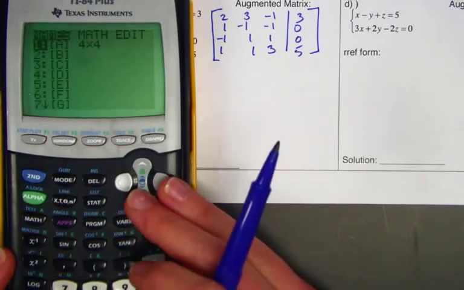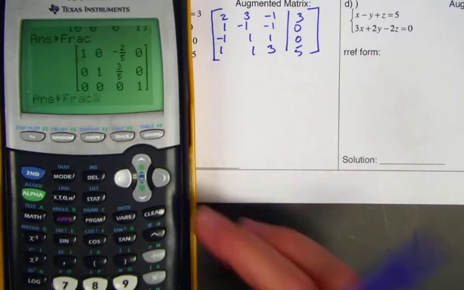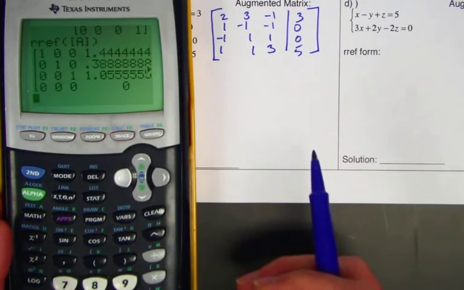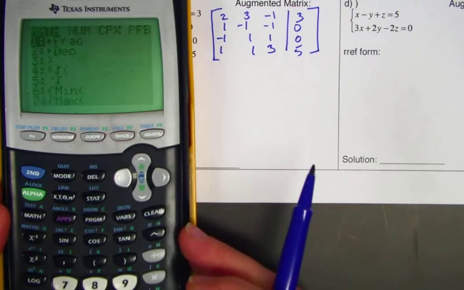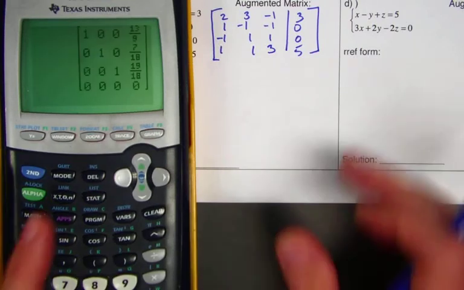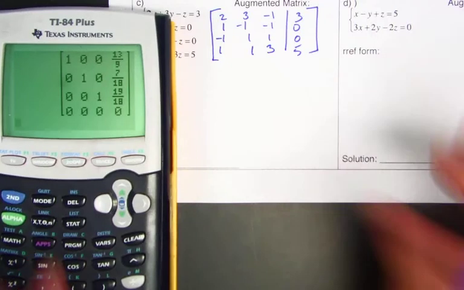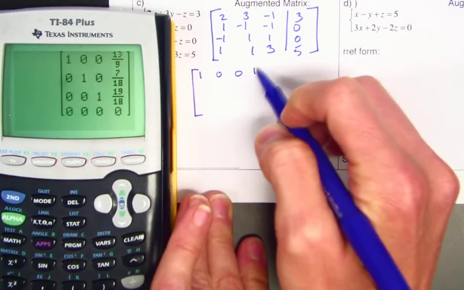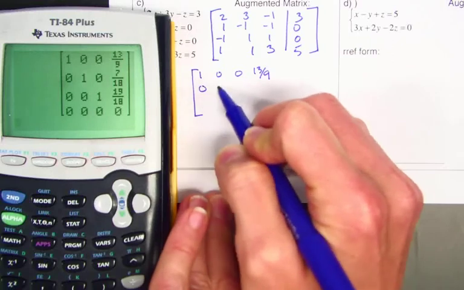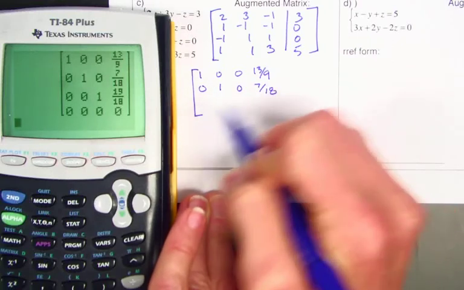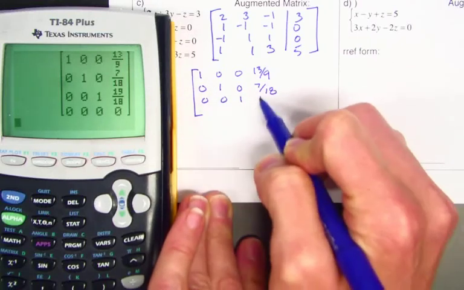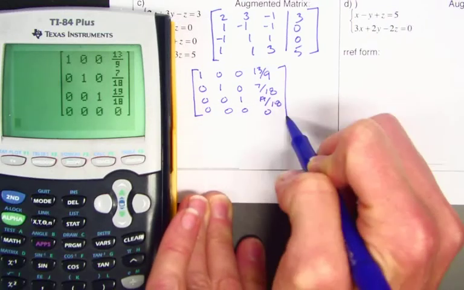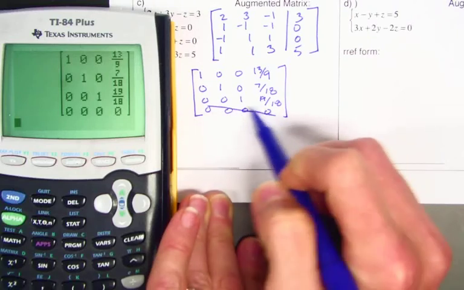And when we do the row reduced echelon form, we're going to do math fraction. And then we get this guy here, okay? So we have 1, 0, 0, 13 ninths, 0, 1, 0, 7 eighteenths, 0, 0, 1, 19 eighteenths, and 0, 0, 0, 0. So again, the issue that's coming up is this bottom row.